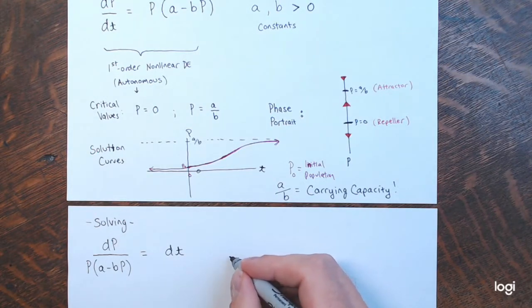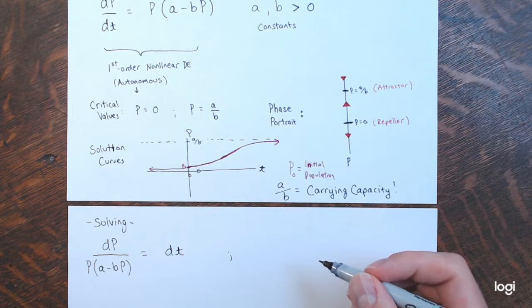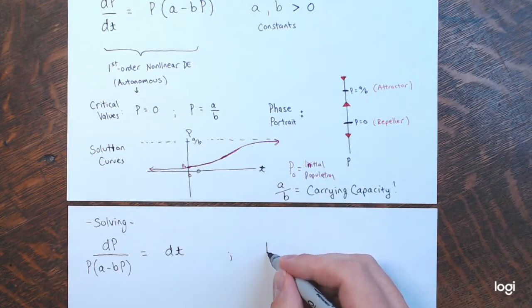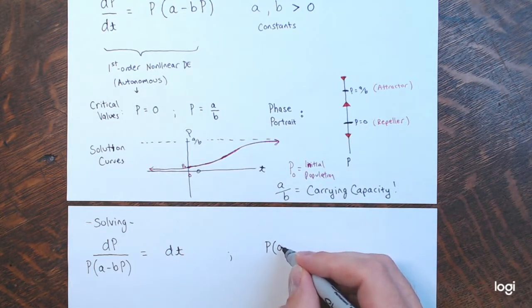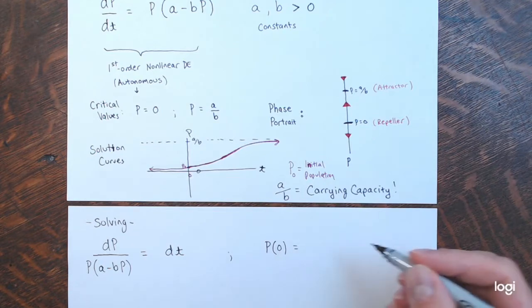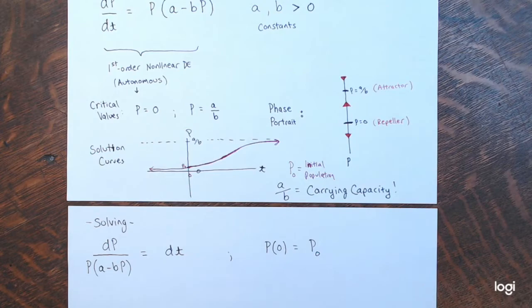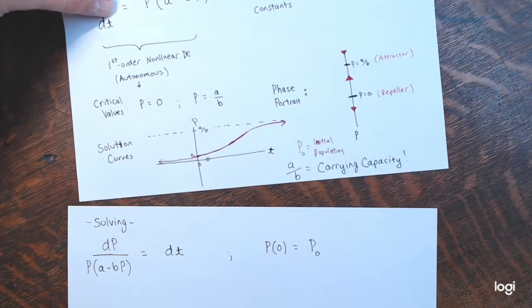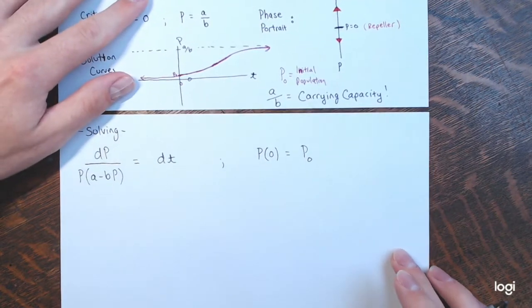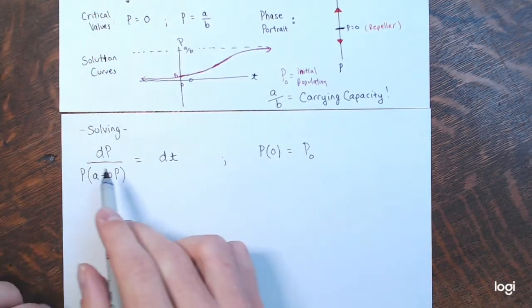And I'll make it an initial value problem as well. I'll also mention that p of 0, say the population at time 0, is labeled as p sub 0, as I mentioned up here. All right. So now I've separated the variables. Let me integrate.